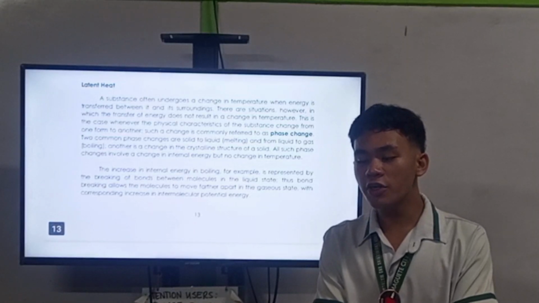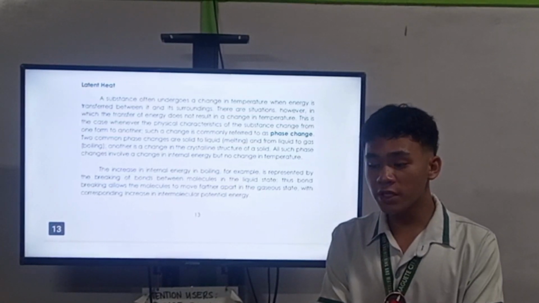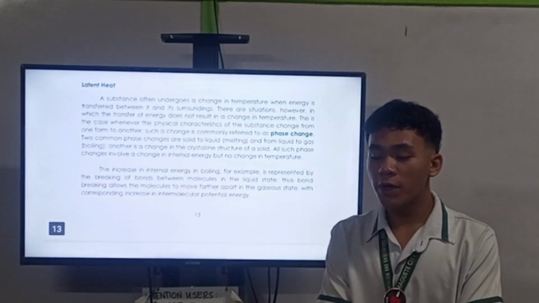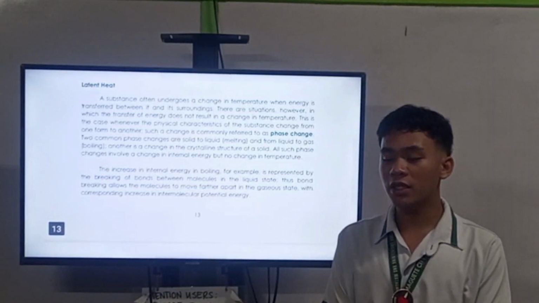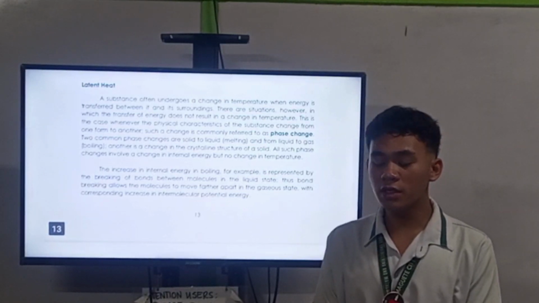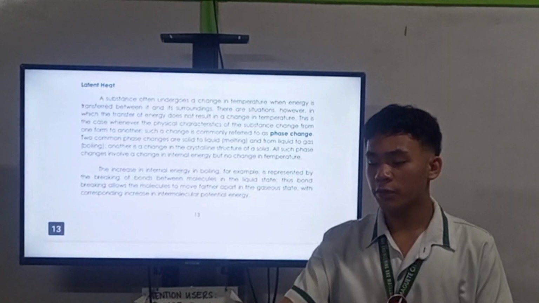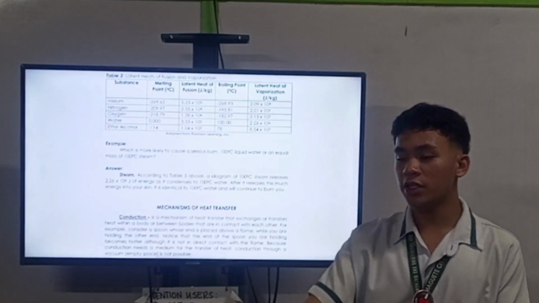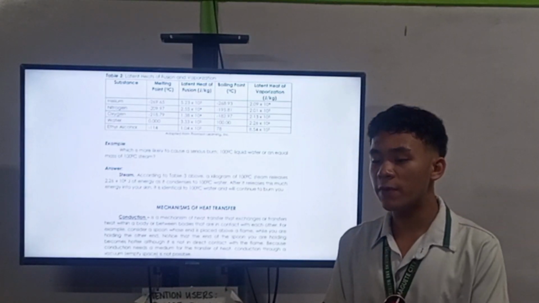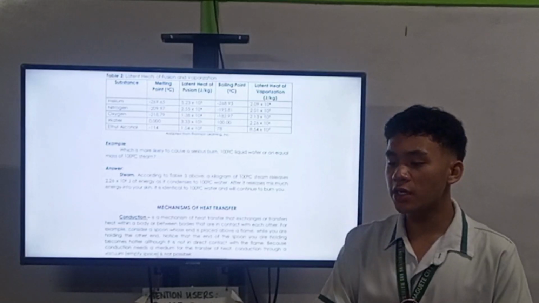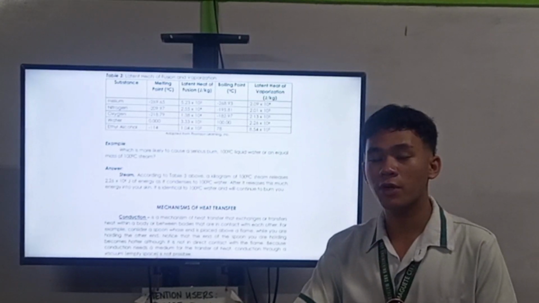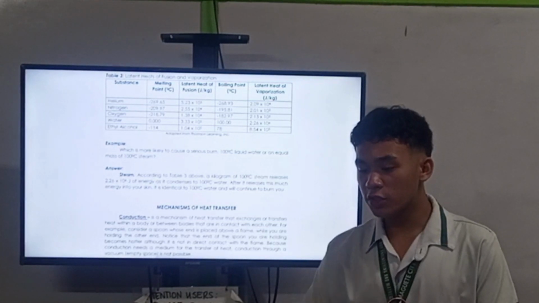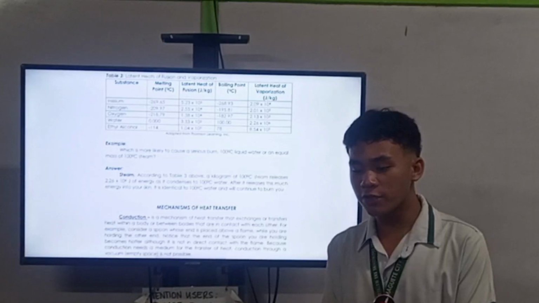The increase in internal energy in boiling, for example, is represented by the breaking of bonds between molecules in the liquid state. Thus, bond breaking allows the molecules to move farther apart in the gaseous state, with a corresponding increase in intermolecular potential energy. So this is the example in Table 3, latent heats of fusion and vaporization. If you are watching this video, you can pause it so you can look at it clearly. So let's move on to the mechanisms of heat transfer.